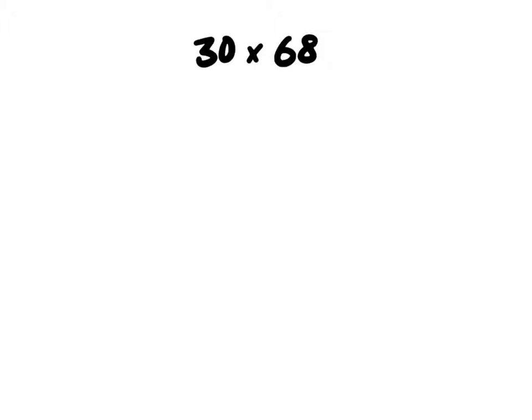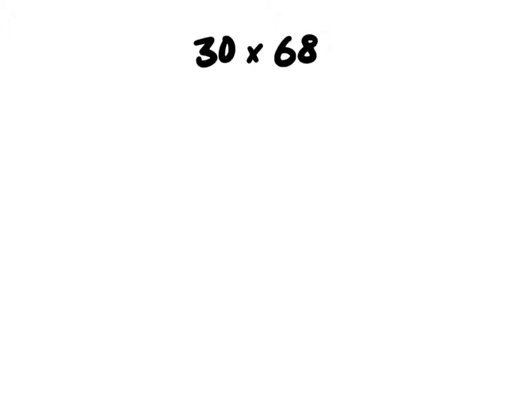So for this one, we are going to solve the problem without drawing the array model. We are simply going to solve the problem while imagining the array model to help us solve this. So when looking at the problem, 30 multiplied by 68, we know that we can decompose one of these numbers to make the numbers easier to work with. Now in this case, since 30 is easy to multiply, we are going to decompose this 68.